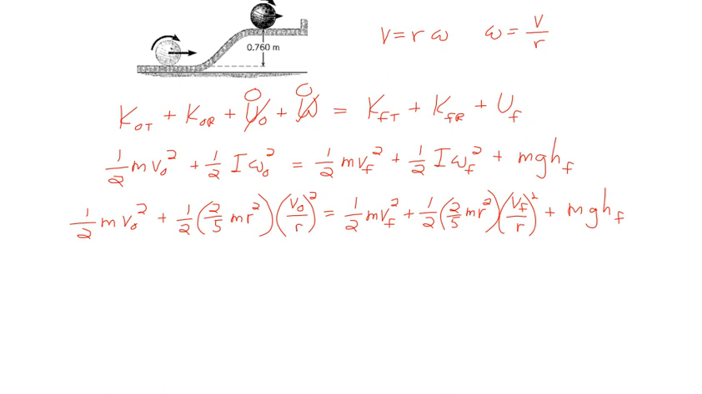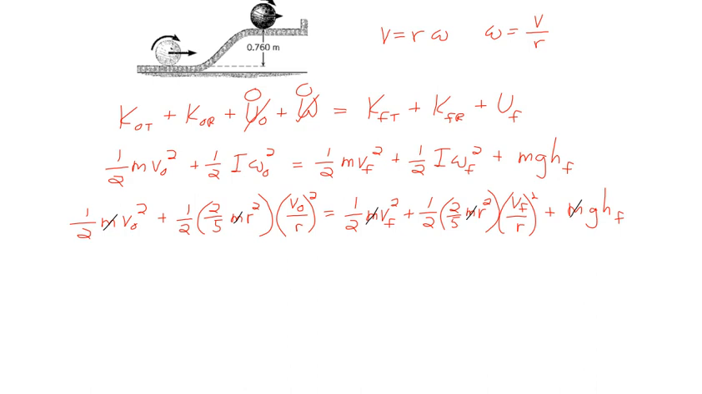And notice there's a mass in every one of these terms. So I'm going to cancel the mass out of each one of them. That's why they didn't bother giving me the mass of the bowling ball, because it factors out in this problem. It doesn't matter what the mass is. So the mass cancels out there, there, there, there, and there.